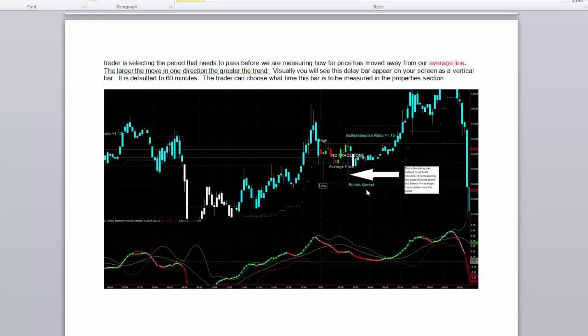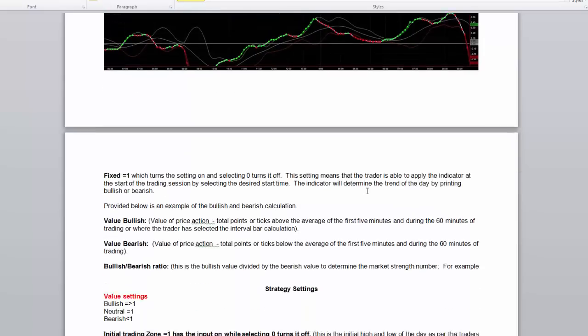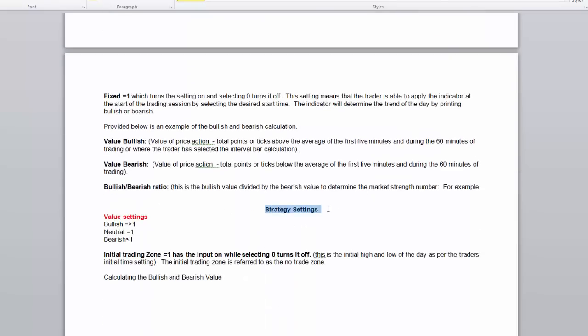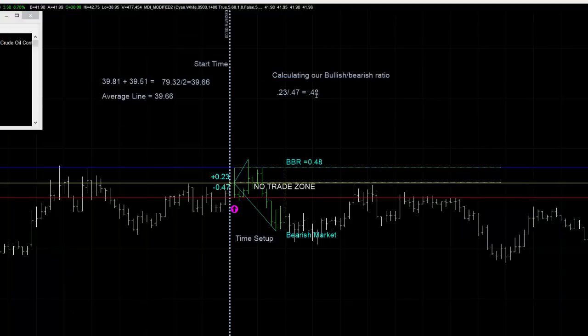Now 0.48, based on our scale, so we have a scale of bullish and bearish. If you refer to your strategy document, you'll see that the bullish and bearish scale under strategy settings is under value settings. A bullish bearish ratio value is going to be anything greater than 1 for bullish. Neutral is going to be equal to 1. And then a bearish value is anything less than 1. So if you have a look at our value here, we're less than 1, we're 0.48. That means we've got a bearish value, so that means we've got a bearish market.